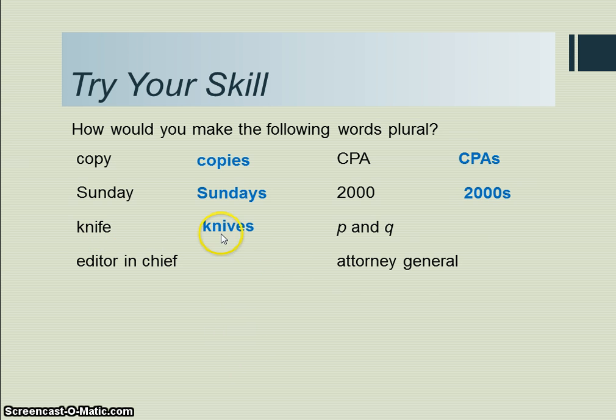Knives. Okay, P and Q, we would simply put P's and Q's, but we would want to put the apostrophes because otherwise this is going to look like PS. Okay, editor in chief. Editor is the primary noun, so we would make it editors in chief. And then attorney general. Attorney is the primary noun, so we would make it attorneys general. Very good. I know you got them all right.